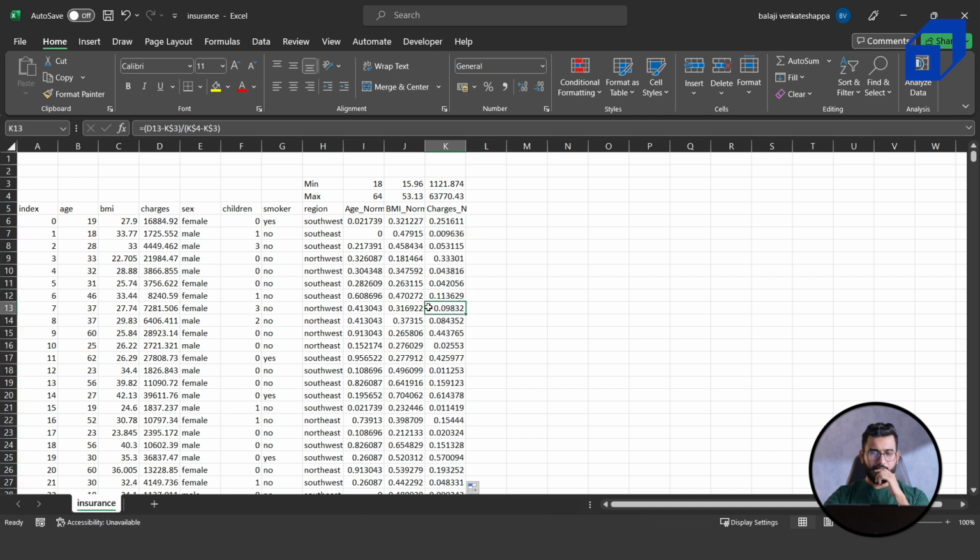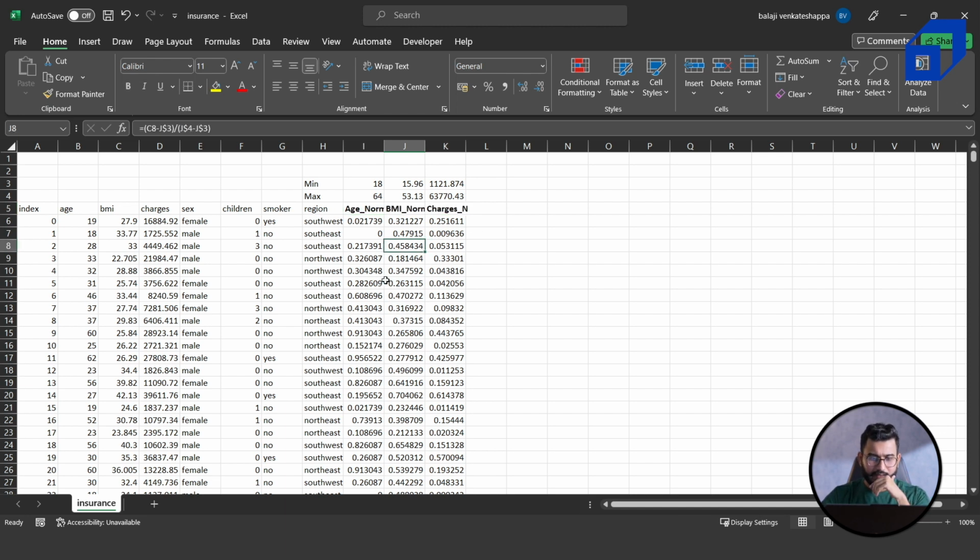Now all these three columns are in a scale where minimum is 0, maximum is 1. So assume that you have a number line, minimum is 0, maximum is 1. Now the middle point will be 0.5. Any value which is close to 0, you can assume that the value is very low. Any value which is close to 1, you can assume that the value is very high. Any value which is around 0.5 is the average value, right? Now the scale is very clean, and all these three columns, age, BMI and charges, are now in this normalized scale.